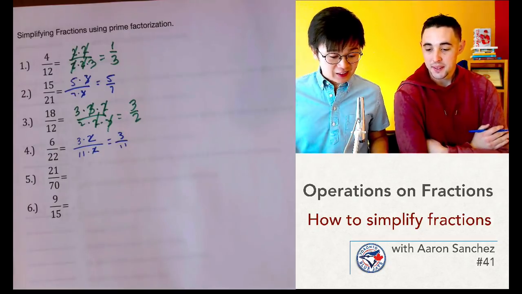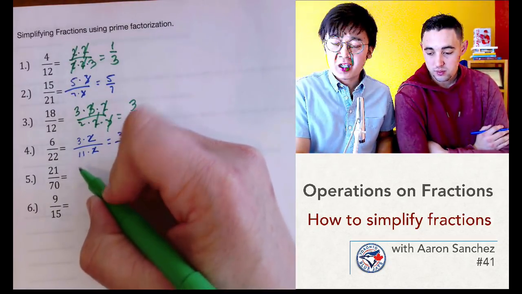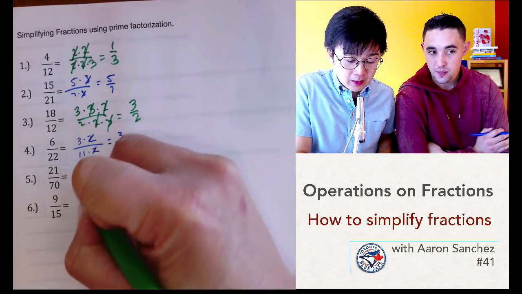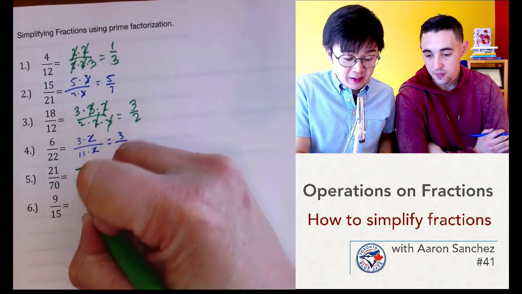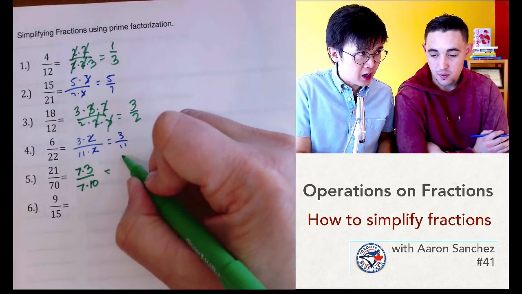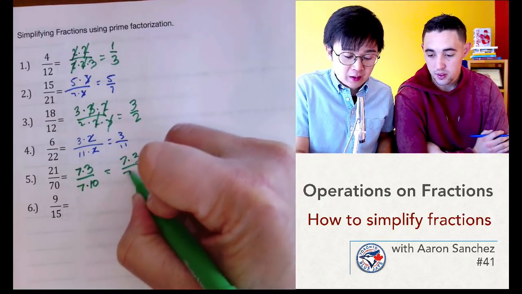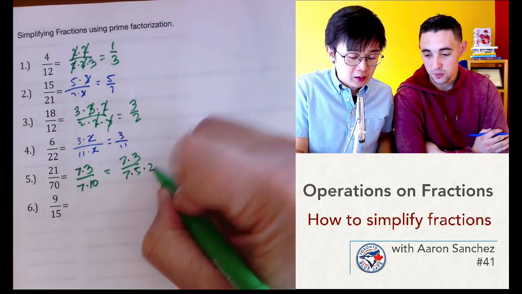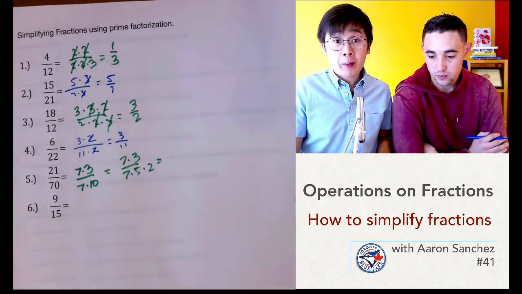Yes. And 21 over 70. 21 is 7 and 3. 70 is 7 and 10. And you can still break 10 into 5 and 2. So 7, 3, over 7, 5, and 2. And now all of them are prime numbers.